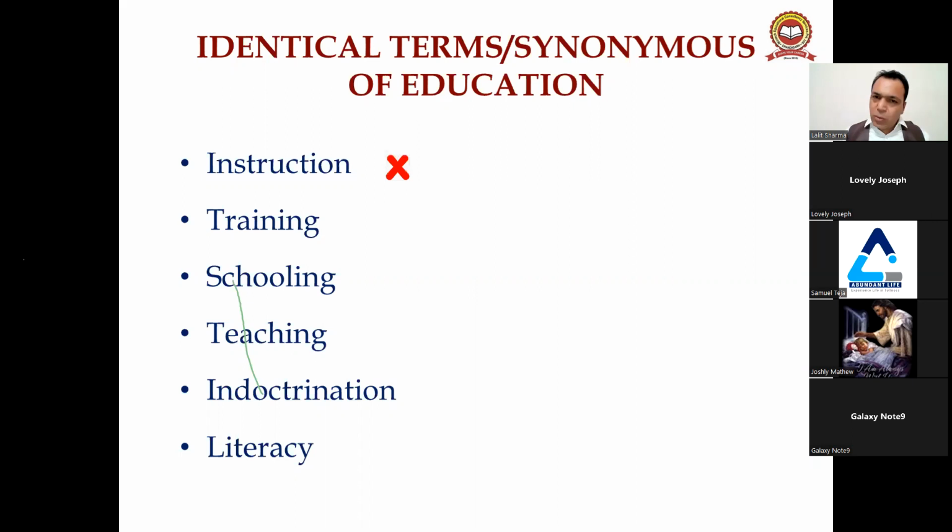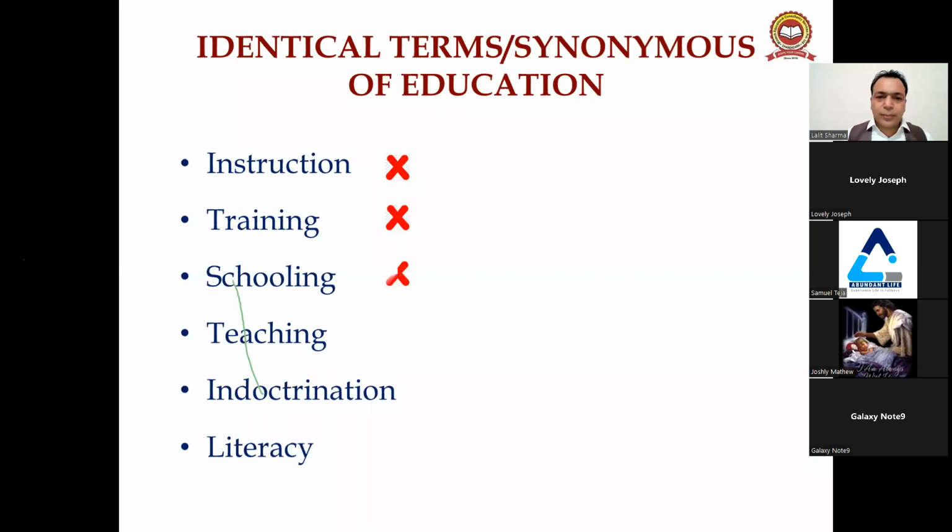Second is training. Similarly, training is given by some trainer, and the trainer would be a qualified expert in one or two fields, right? But education is a long process. We have just discussed, it goes from birth to death. Okay, it is a very comprehensive term, right? So training is not education either.